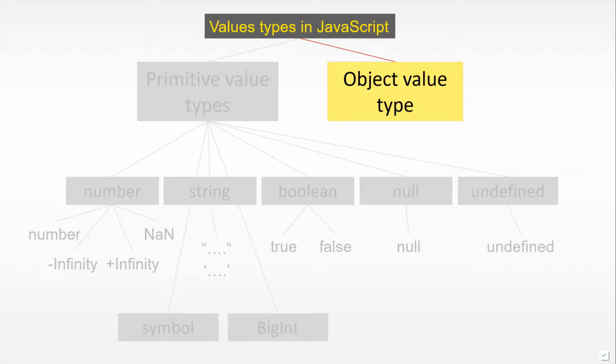We also have to be aware that we have the other alternative. All of the value types which are not primitives would be objects, and there would be many subtypes of these, such as functions, regular objects that we will be discussing a bit later on in the course. Let us view a few examples of primitive data types.